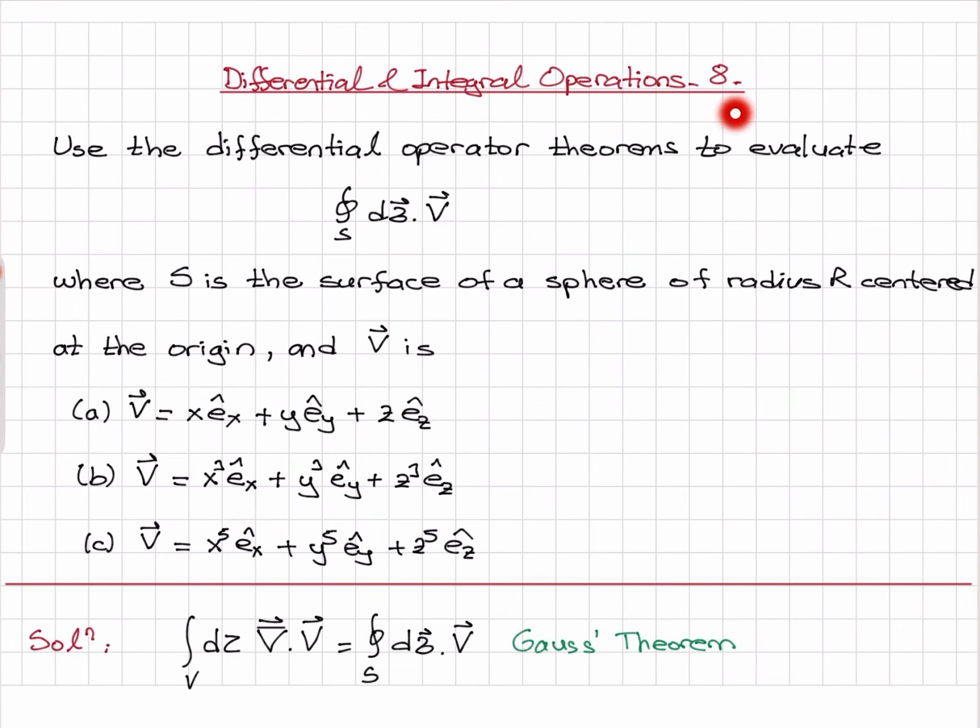Differential and integral operations 8. Use the differential operator theorems to evaluate the closed surface integral of d sigma dot v. S is the surface of a sphere of radius capital R centered at the origin, and v is x^5 e_x hat plus y^5 e_y hat plus z^5 e_z hat. So we're doing part C of the problem now.